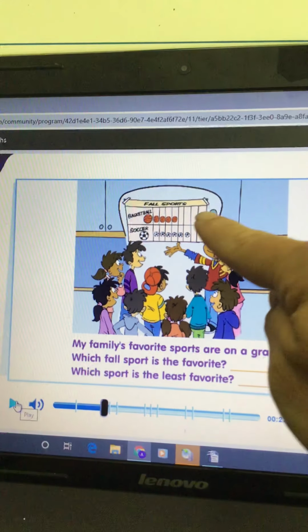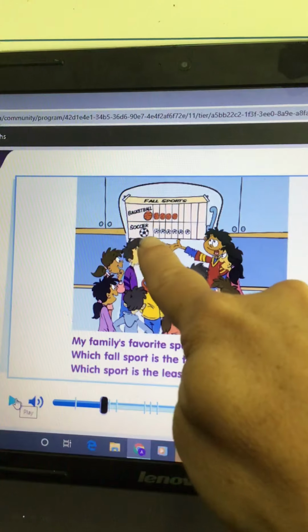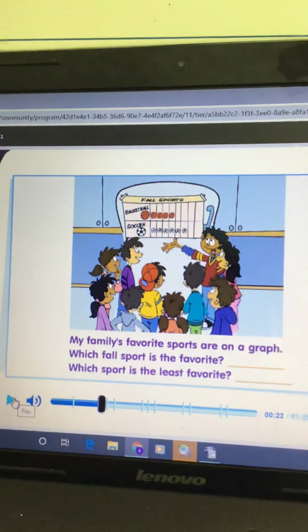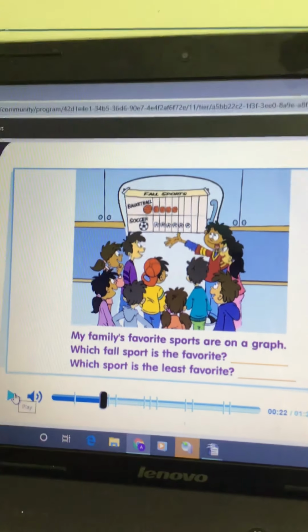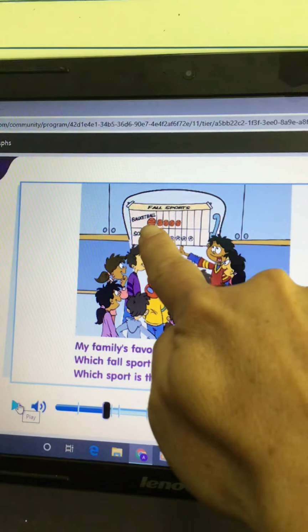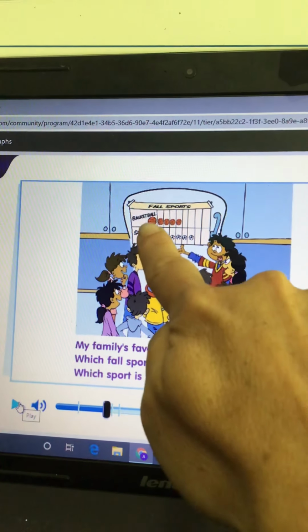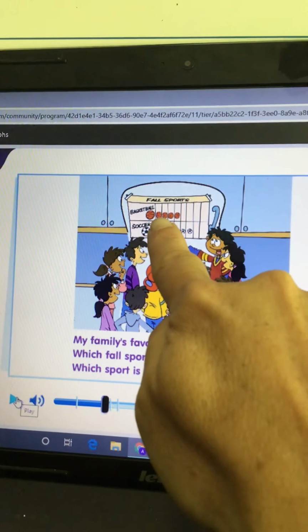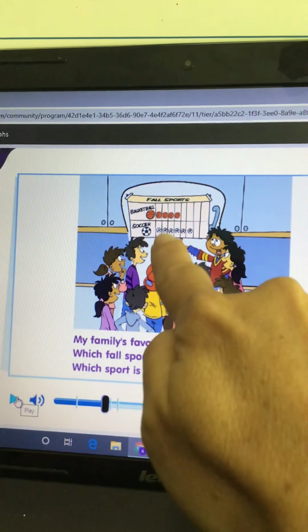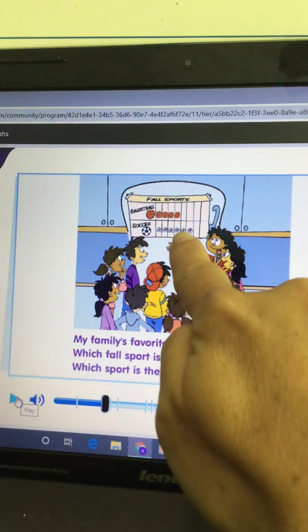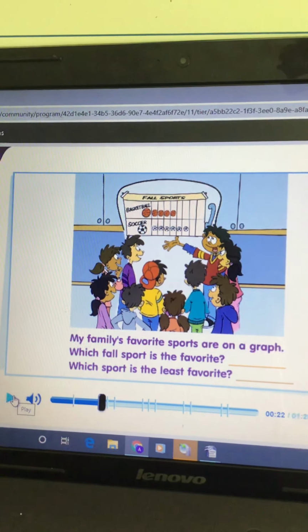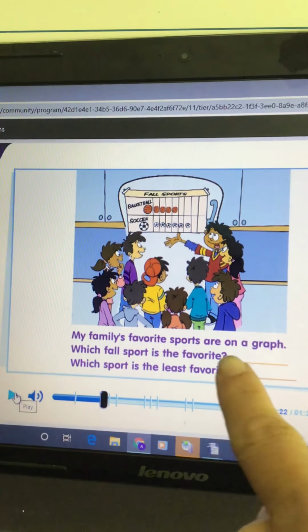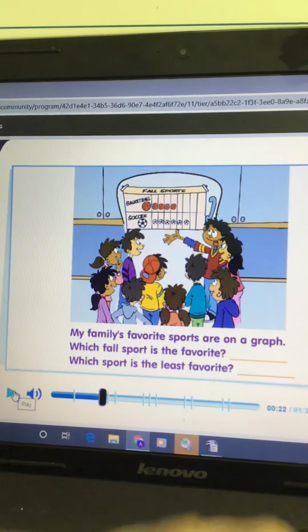And when we look at our graph, we don't even have to count. We can see that the soccer balls go out farther than the basketballs, and that means that more people chose soccer balls. If we do count, we start here because this basketball and soccer ball are just showing us the categories that they had to choose from. So we would count 1, 2, 3, 4 basketballs, 1, 2, 3, 4, 5, 6 soccer balls. And we can tell that 6 is a bigger number than 4. So which fall sport is the favorite? Soccer would go on that line.